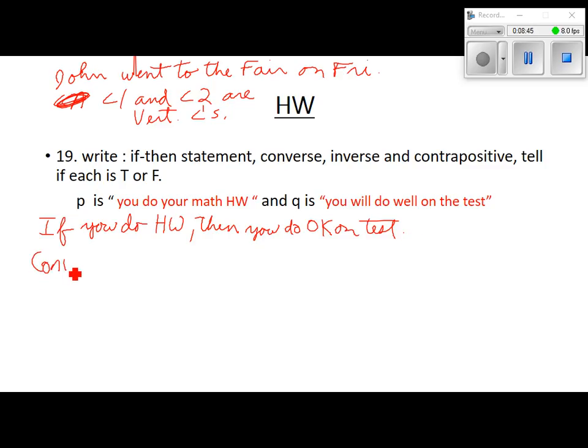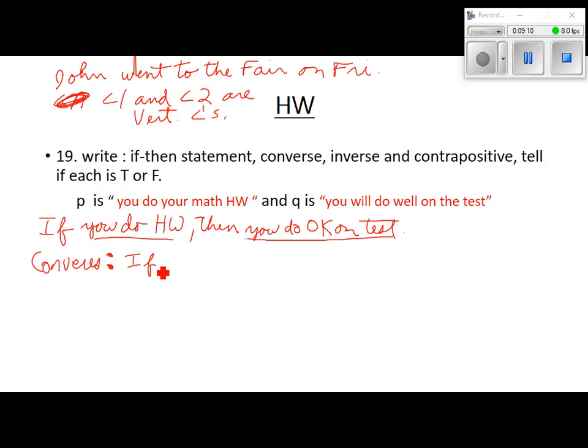Converse. What's the converse do to the statement? Anybody remember that? It switches the hypothesis and the conclusion. It doesn't change the if or the then. So what's the converse going to say this time? If you do okay on the test, then you did your homework.